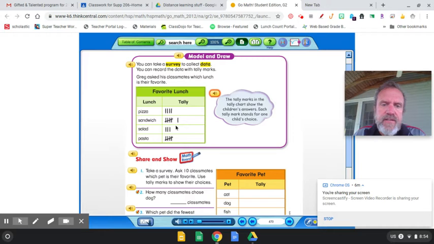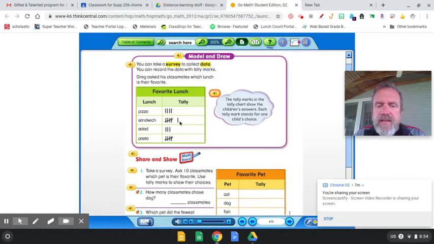Look at your answers. Every answer is its own tally mark. Which one did the most people choose? What did you say, Leah? Oh, sandwich. Right. Got it. So sandwich because it has more.